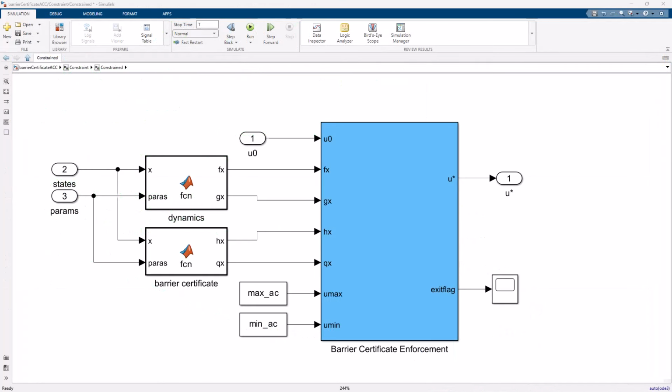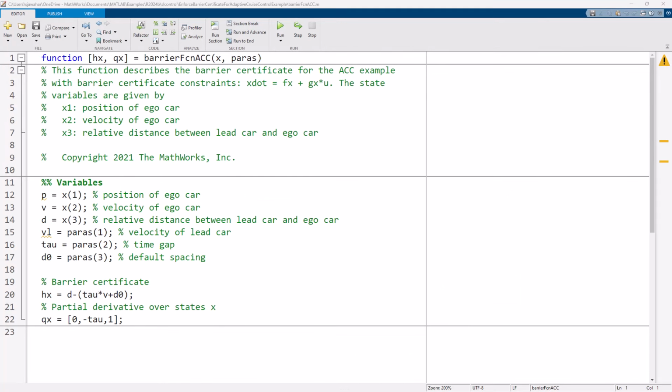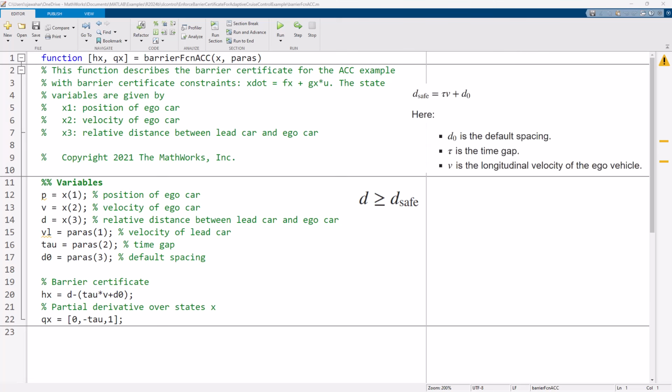Let us define the system constraint requirement and encode it into the barrier function using this MATLAB function block. This distance between the ego car and the lead car must always be greater than or equal to the desired minimum distance, which varies based on the vehicle's velocity, where d is the actual relative distance and d safe is the velocity dependent threshold we saw before. We can rewrite this in terms of a function h of x such that h of x is greater than or equal to 0, and this defines the invariant set, and our system state should never leave this set.